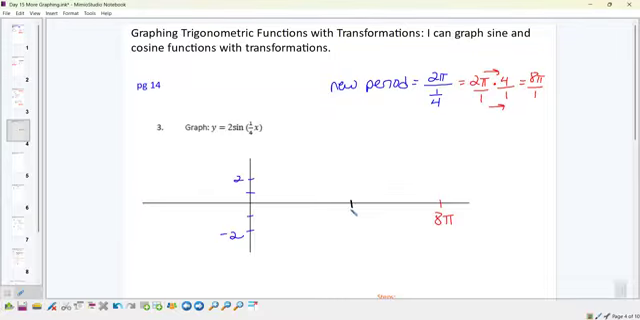So now I need the middle. In between 0 and 8 pi is 4 pi. I need the middle again. In between 0 and 4 is 2. And then the last one, so we've got 2, 4, 6 pi, and then 8 pi. All right, put your points in the sine pattern. Midline, maximum, midline, minimum, midline.